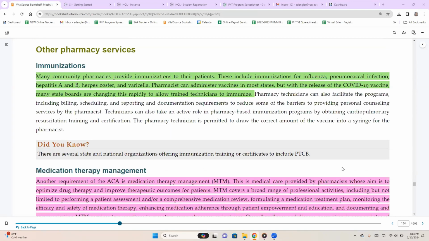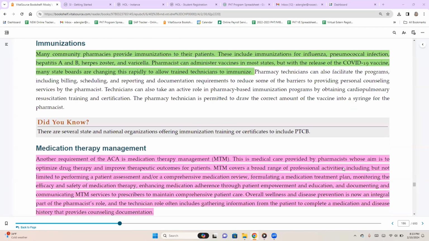Many community pharmacies provide immunizations to their patients. These include immunizations for influenza, pneumococcal infections, hepatitis A and B, herpes zoster, and varicella. Pharmacists can administer vaccines in most states, but with the release of the COVID-19 vaccines, many state boards are changing this rapidly to allow trained technicians to immunize.